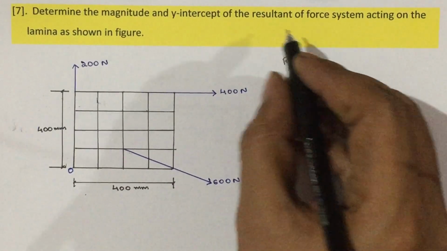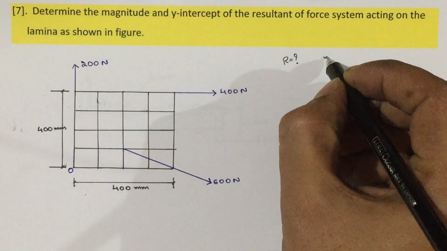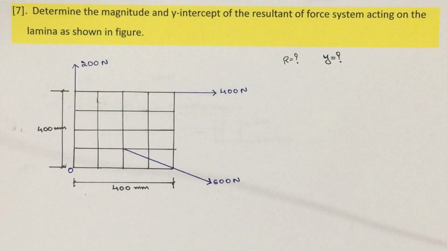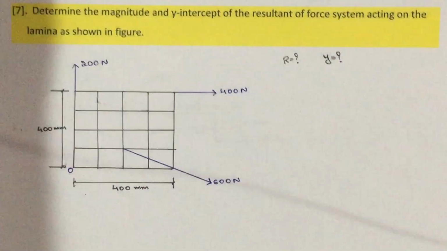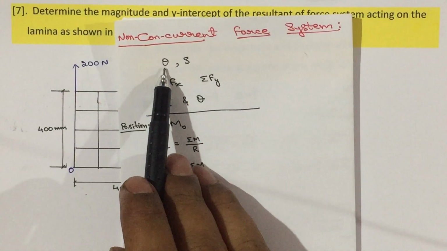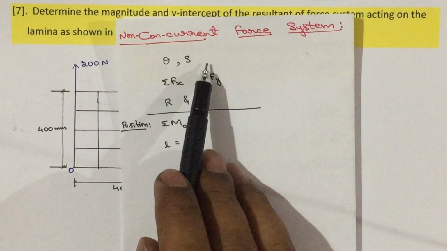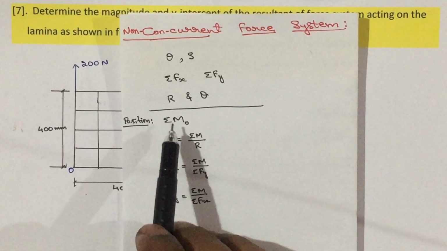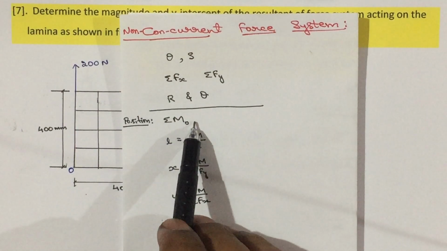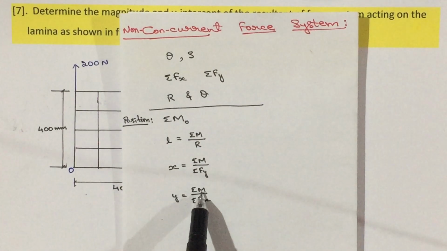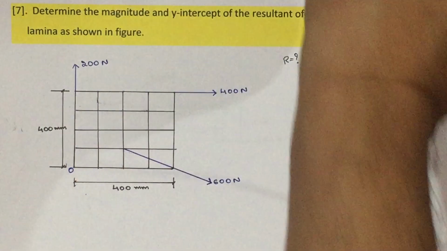We just need to find the magnitude of the resultant and the y-intercept of the resultant of the force system acting on the lamina as shown in the figure. So the procedure will be: first we need to determine the horizontal angle theta and split the inclined forces, then sigma fx, sigma fy, r and theta, then the position. In that we are going to calculate sigma m with respect to the required point. Then we are going to calculate only the y-intercept, that is given by sigma m divided by sigma fx.